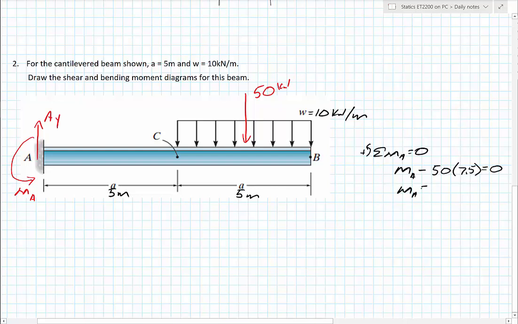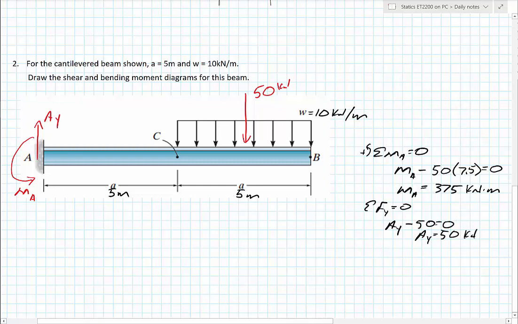So the moment at the end at point A is 375 kilonewton meters. And from the sum of the forces in the y direction equals 0, I have AY minus 50 equals 0, or AY is equal to 50 kilonewtons.